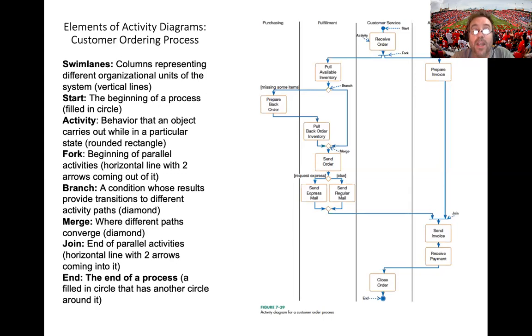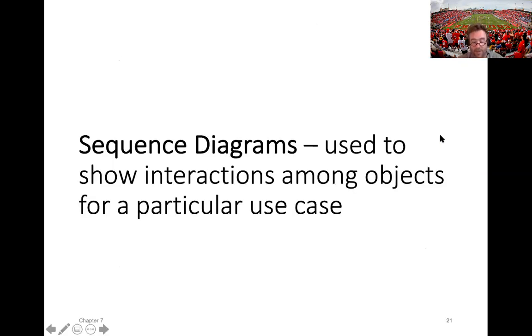When we come to the end of a branching out, we have a merge. I can't even say it. Where different paths converge. Again, a diamond, the difference being the arrows are pointing inwards. At the end of parallel activities that were initiated with a fork, we have a join, where we have this horizontal line with 2 arrows coming into it. And then the end of a process is a filled in circle that has another circle around it. I don't think there's too many things we have to worry about on that. I think you're pretty cool with that.